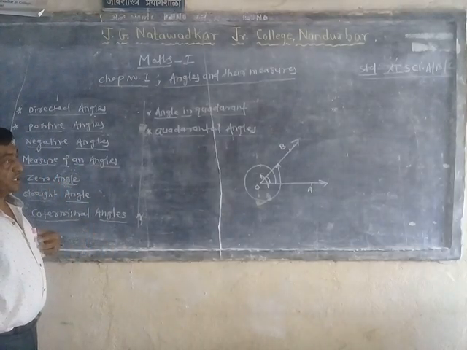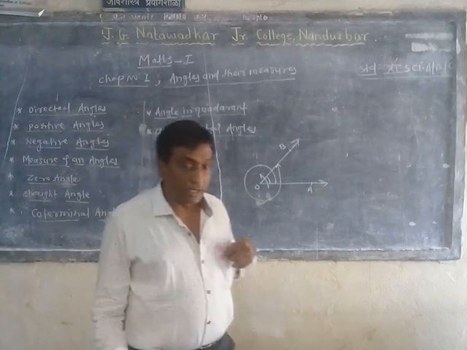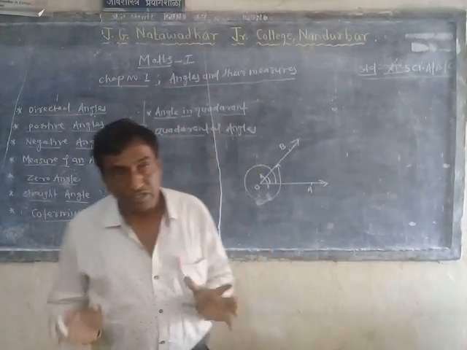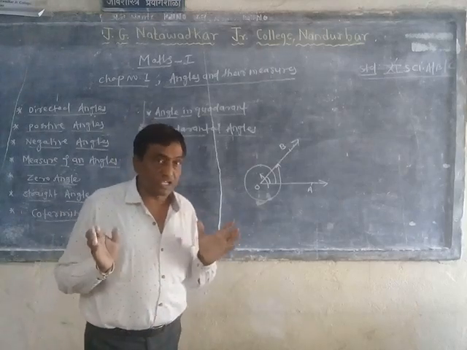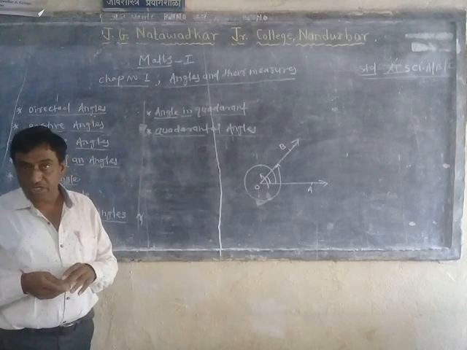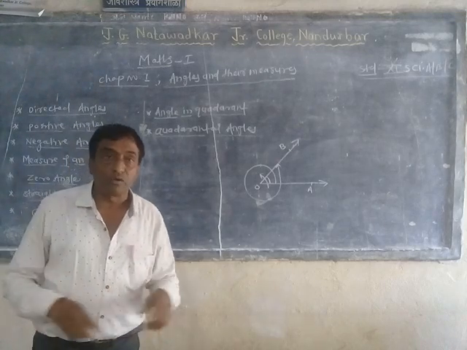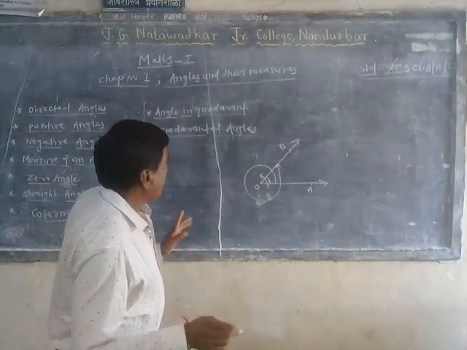Simply put, coterminal angles are two or more angles where the position of the initial arm is the same and the position of the terminal arm is also the same, but their measures are different. Such types of angles are known as coterminal angles.